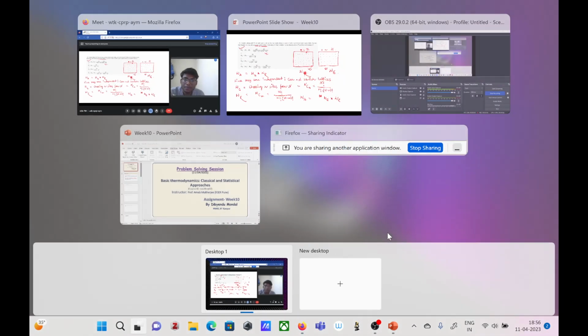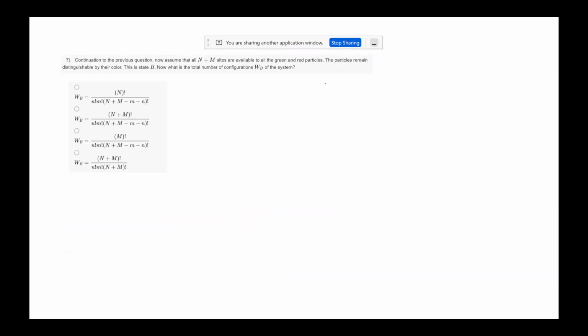Okay, so we will move to the next problem. It is a continuation of the previous problem. It says: continuing the previous question, now assume there are N plus M sites available to all the green and red particles. The particles remain distinguishable by their color. This is state B. Now what is the total number of configurations WB of the system?